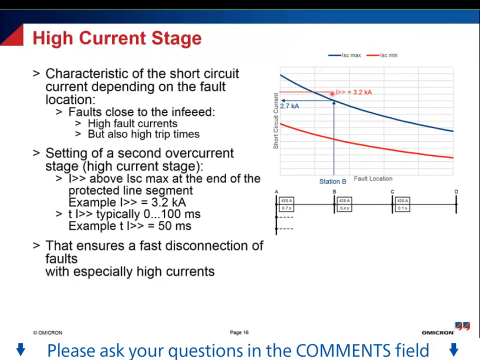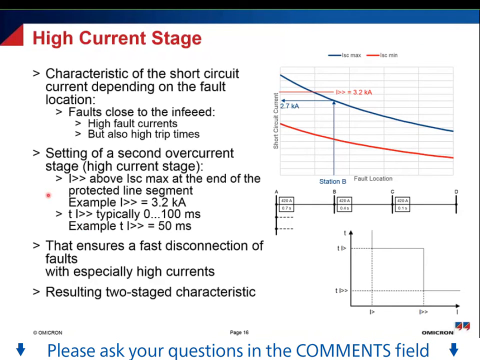So with this method, we now have a second stage that enables us to disconnect very high current faults faster. Because if I know that the fault must be between A and B, then I don't need to wait any longer for any other relay to react. That's why I can go with a very, very fast trip time. In our case, we typically choose between 0 and 100 milliseconds, so let's say 50 milliseconds as time delay. So a high current fault that is very close to our relay will now be disconnected much faster, which avoids a lot of stress on the equipment.